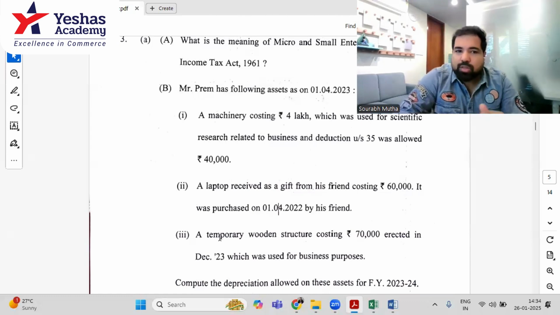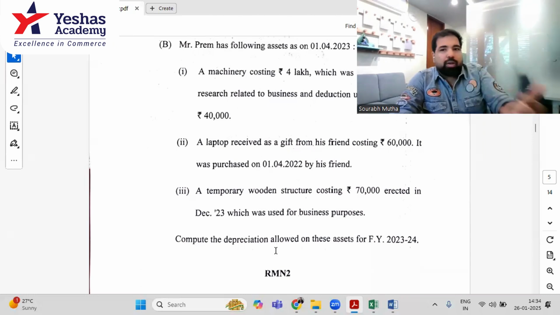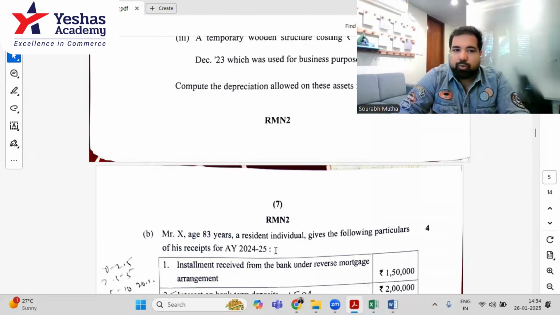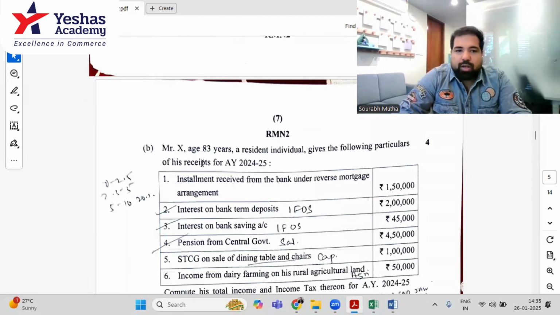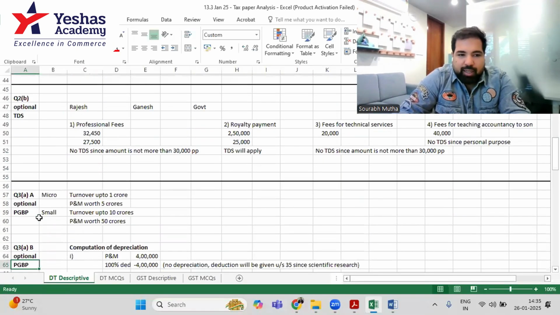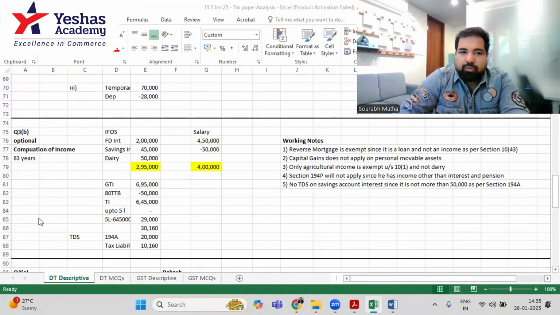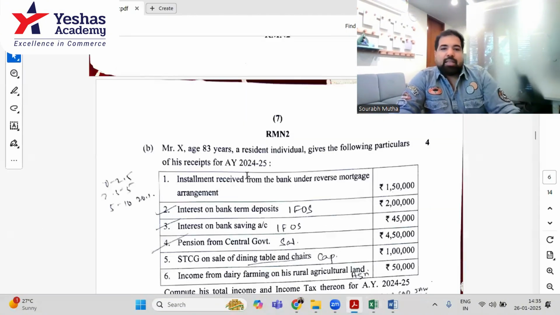We have an option. So if you didn't know it, you could always fall back upon question number 4. We can do this as well. I've given you the solution here. This is question number 3A and 3B, computation of depreciation. And this is the next one, which is computation of income and tax.